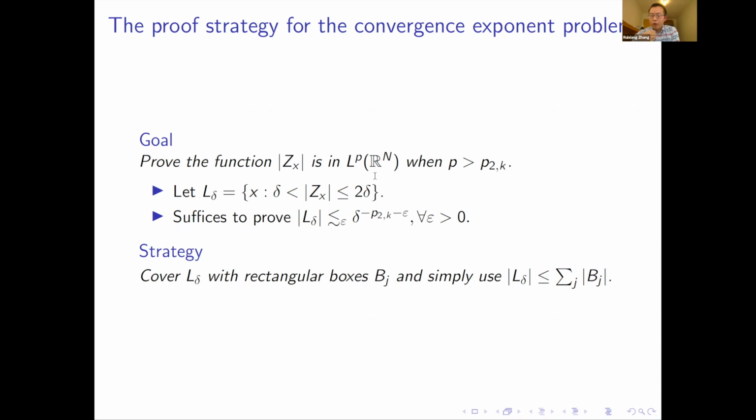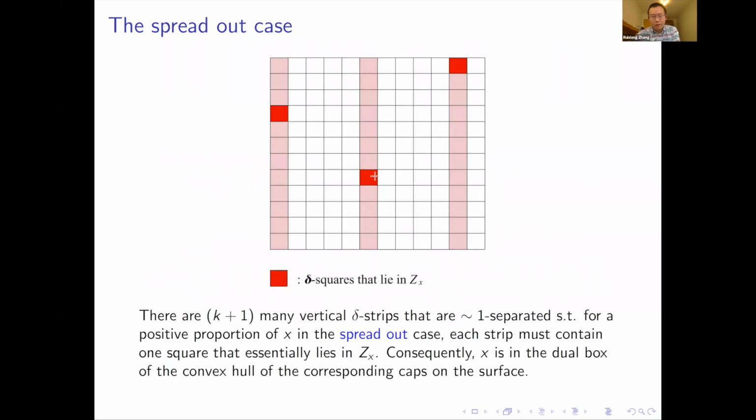But we don't have a clean way to construct a bunch of boxes such that their volumes are good enough to give a sharp bound and each x is in one of those boxes. So philosophically, maybe I'll just point out one philosophical obstruction to me in higher dimensions.